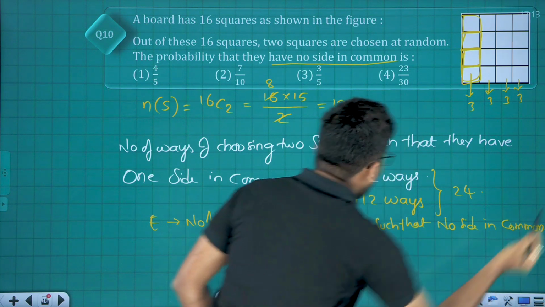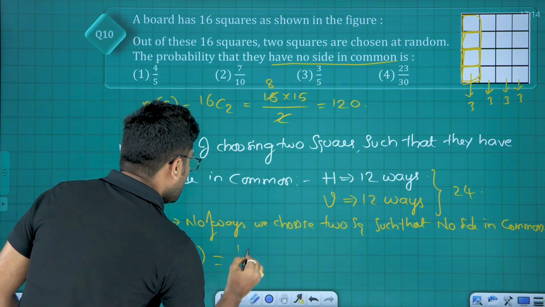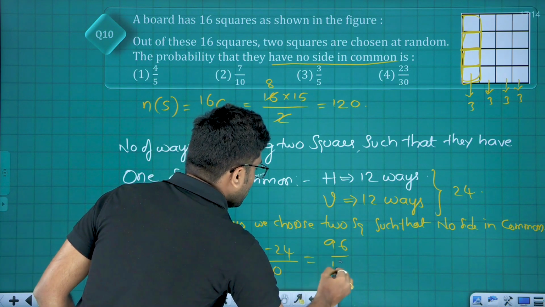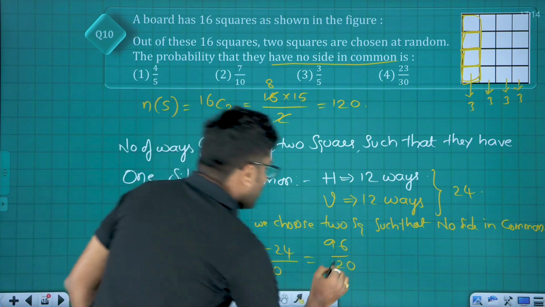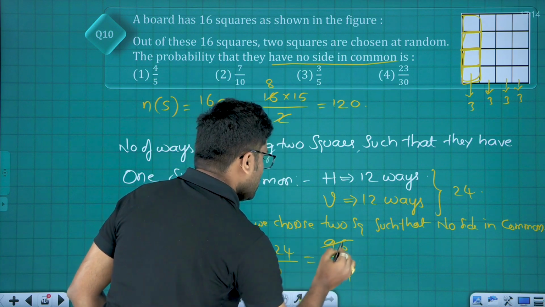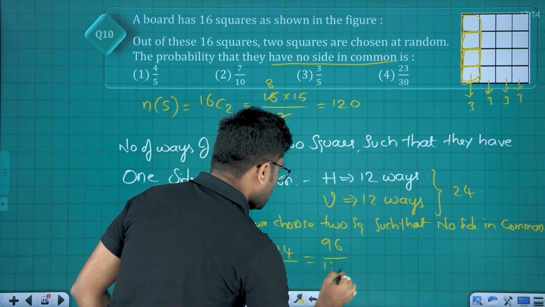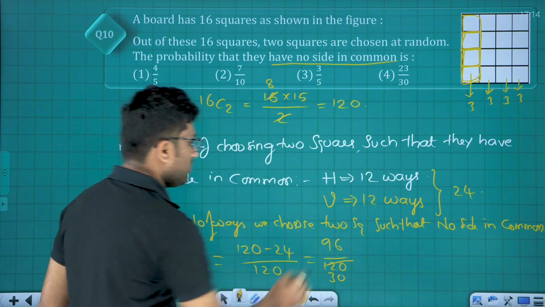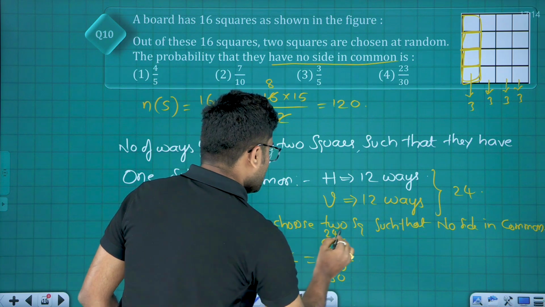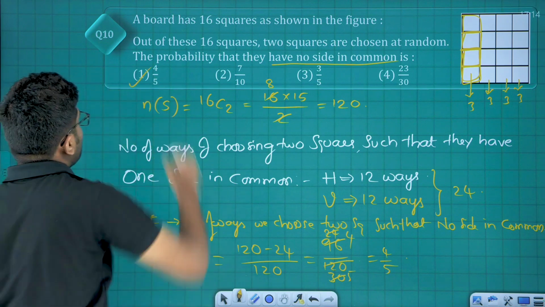If they have no side in common, so what is P of E now? From 120 we have to exclude this. 120 minus 24 divided by 120, which is 96 by 120. 96 divided by 120: 4 2s are 8, 4 4s are 16, 6 4s are 24, 6 5s are 30. That is 4 by 5. So the answer is option 1.